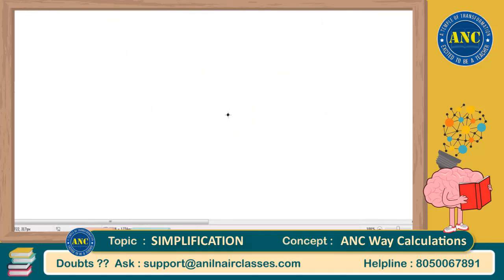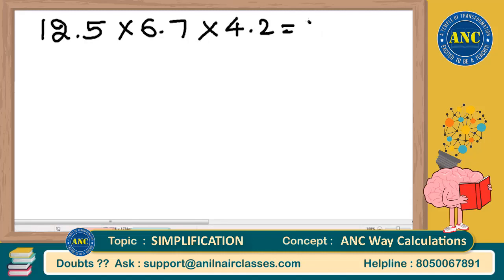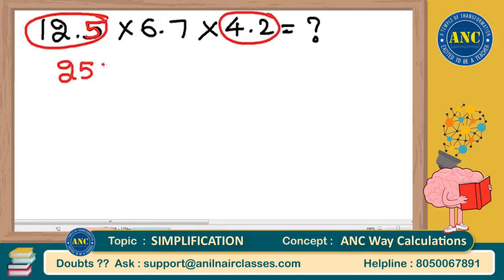See here, another beautiful question which has only multiplications, which you think that it will be a difficult question. 12.5 into 6.7 into 4.2 is equal to question mark. No, I don't like 5 to be in the unit digit. Double this, half this. Similarly, if I do it, it is 25 into 6.7 into 2.1. Both are absolutely same. Now, again think logically, sir. I don't like decimal. I want numbers to be little fancy.